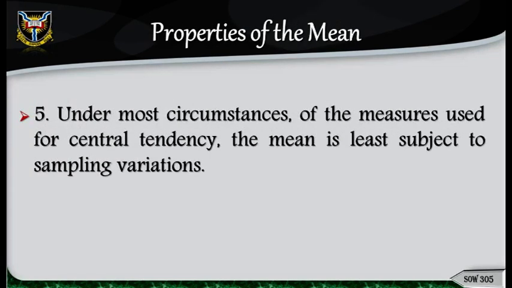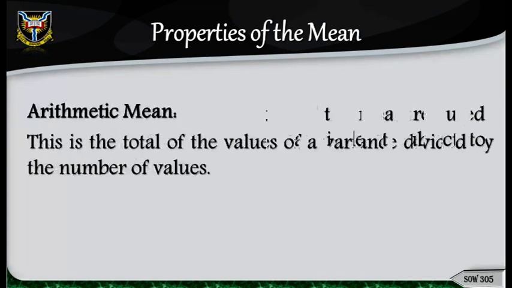5. Under most circumstances, of the measures used for central tendency, the mean is least subject to sampling variations. Arithmetic mean. This is the total of the values of a variable divided by the number of values.